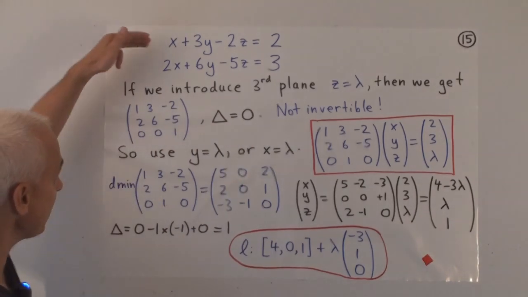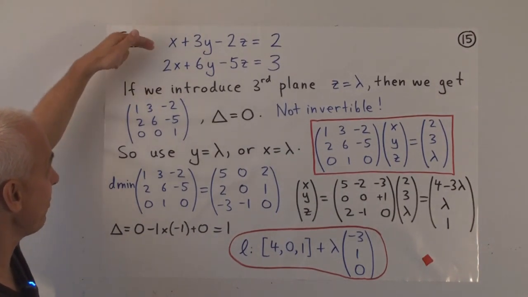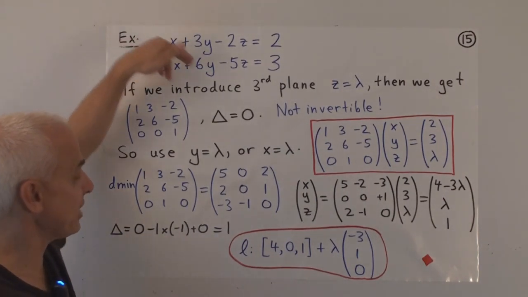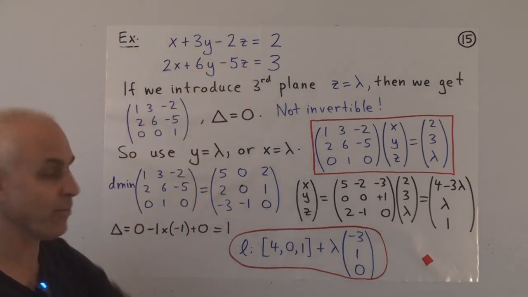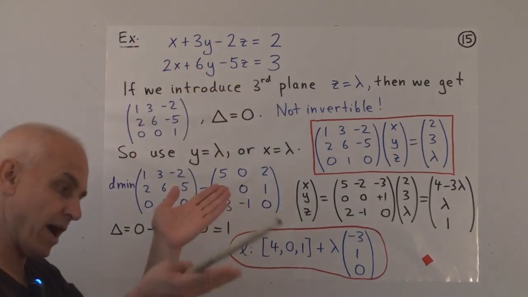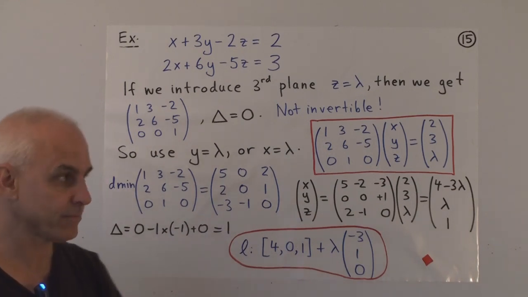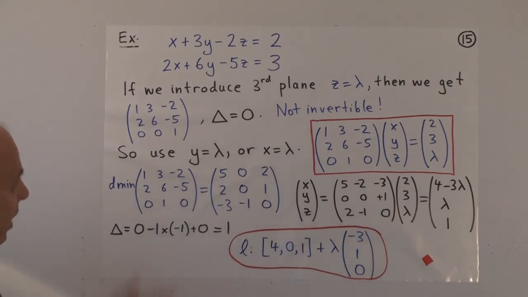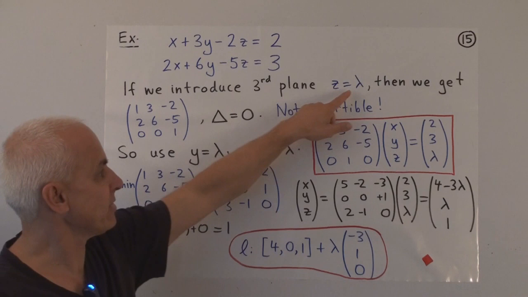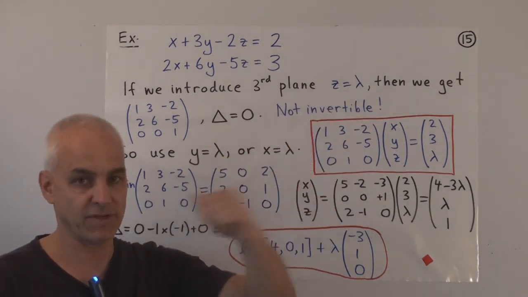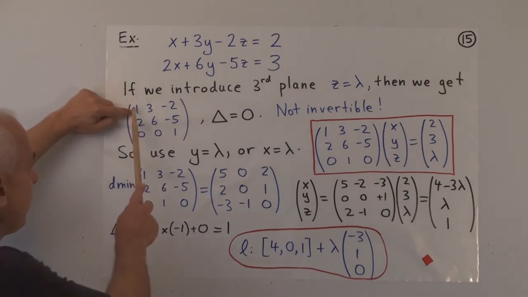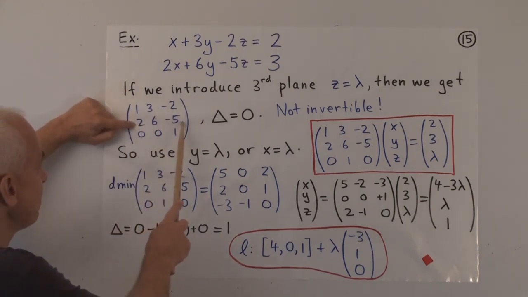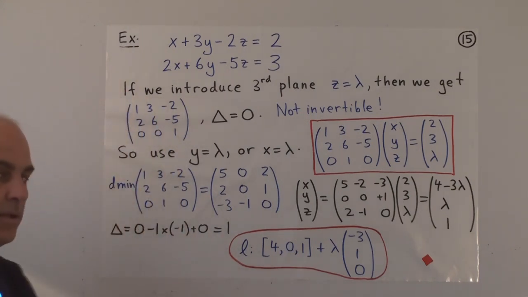So here is another example of two planes. Plane x plus 3y minus 2z equals 2, and the plane 2x plus 6y minus 5z equals 3. Suppose we want to find where those two planes meet. Well, if we introduce the third plane z equals lambda, just like we did in the previous example, then the matrix that we would get would be 1, 3, minus 2, 2, 6, minus 5, 0, 0, 1.